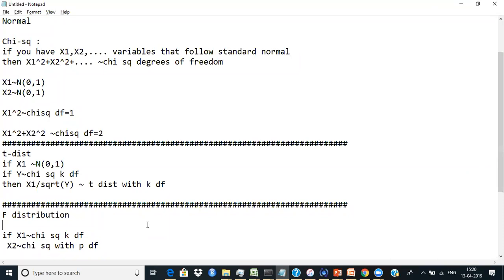No, okay, no. What is your question? Mathematically, you understand. You want to understand what is degrees of freedom. Yeah.